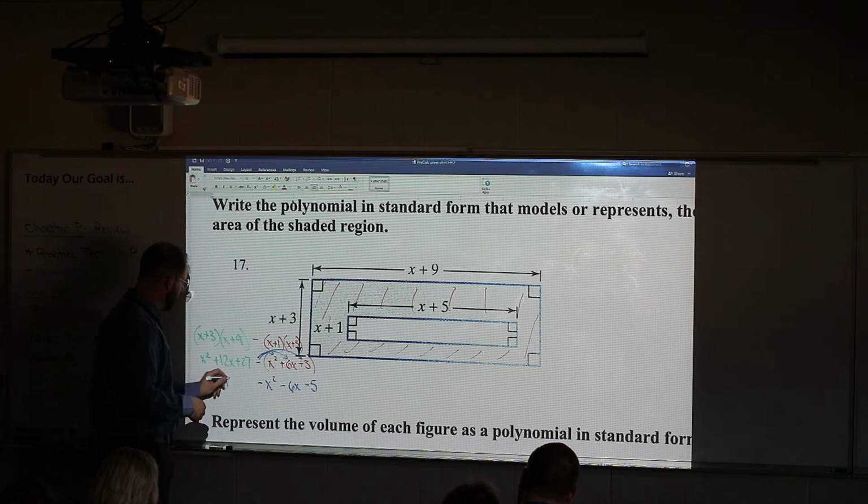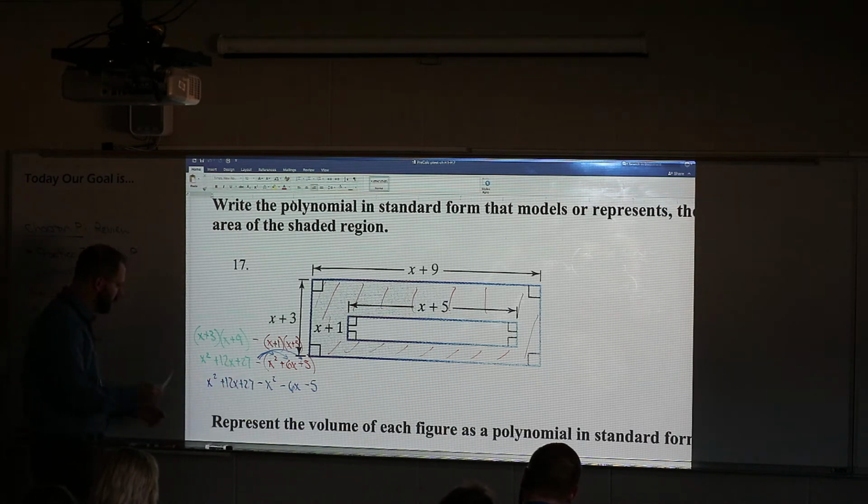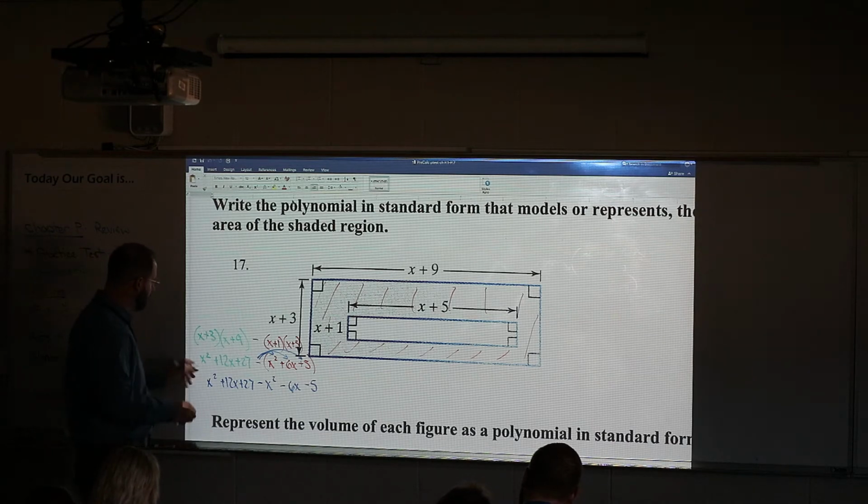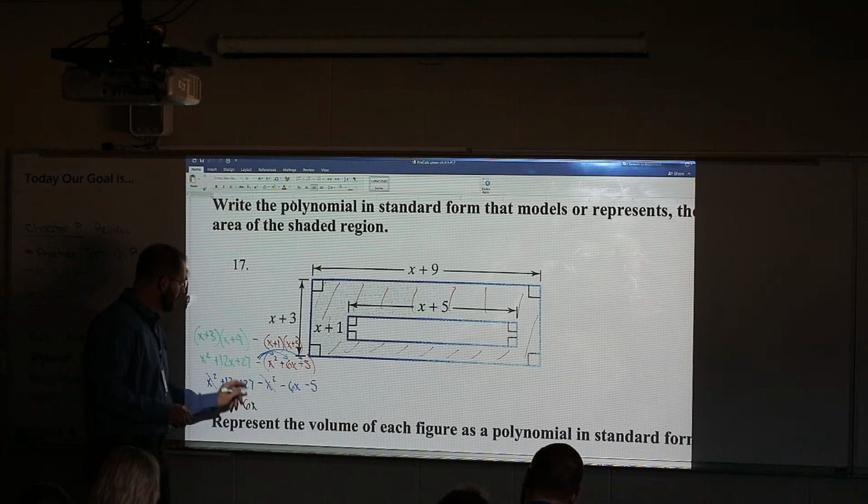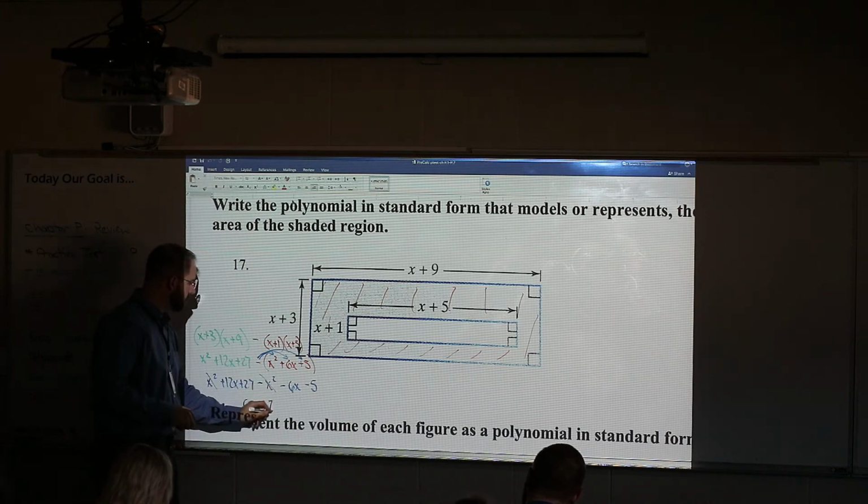Okay, and at the beginning, x squared plus 12x plus 27. Now you can add up like terms and get down to your final answer. The x squares are gone. They actually canceled. The 12 minus 6 is 6 x's, and 27 minus 5 is 22.